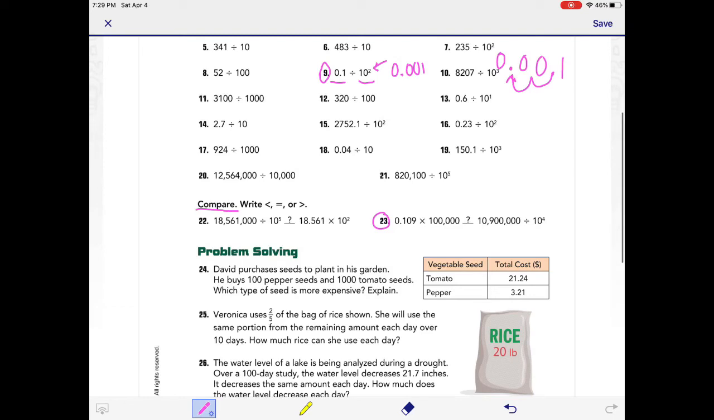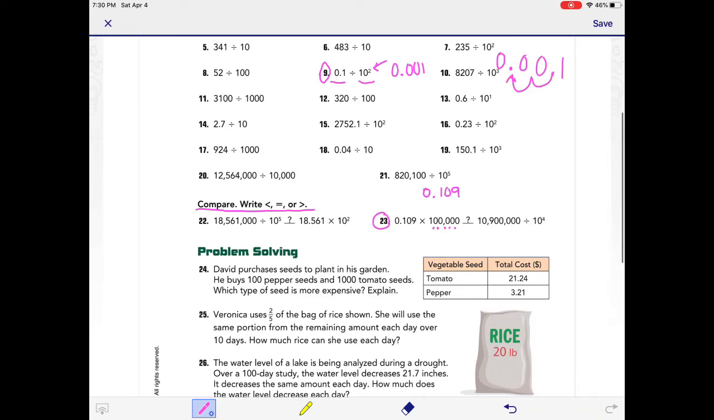Okay, let's scooch all the way down to number 23. These directions say compare, right, greater than, less than, or equal to. All right, so basically all you're doing is figuring out two problems. They kind of smushed two into one, and then you're figuring out which one is larger. So here's our first problem is 109 thousandths, but you're going to multiply it by 100,000. So how many zeros do we have? 1, 2, 3, 4, 5. So we've got to move that decimal over 5 places. All right, let's do it up here. We currently have 109. So you're moving it to the left.